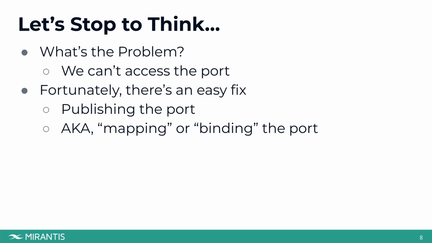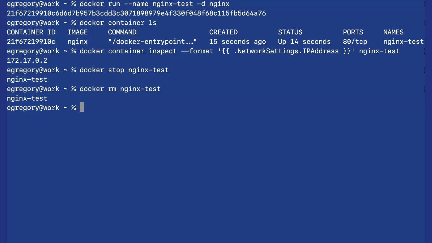Sometimes people will refer to this as mapping the port or binding the port. We'll do this by connecting the container port to a port on the host machine. Docker provides a powerful range of options here, but for the time being, we'll keep things simple and connect port 8000 on our host machine to port 80 on the nginx-test container.